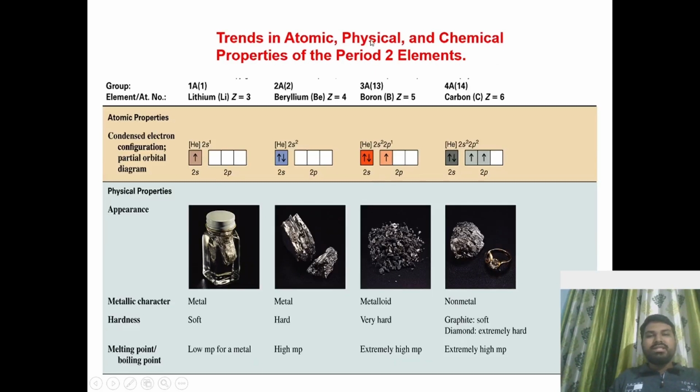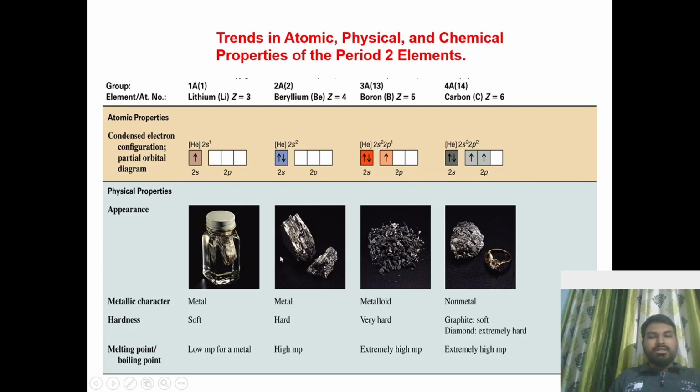Now these are the trends in atomic, physical and chemical properties of period 2 elements. Which are the period 2 elements? They are lithium, beryllium, boron, carbon. See, these are the outer electronic configurations: helium 2s1, helium 2s2, helium 2s2 2p1, helium 2s2 2p2 electrons.